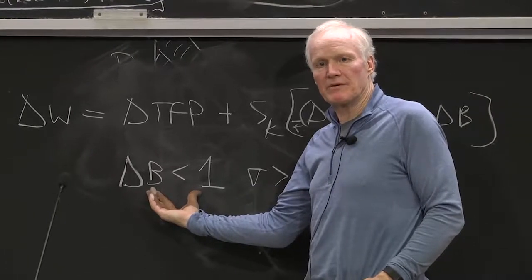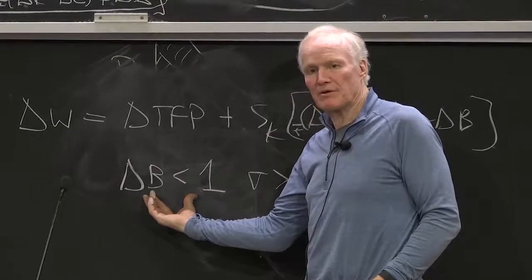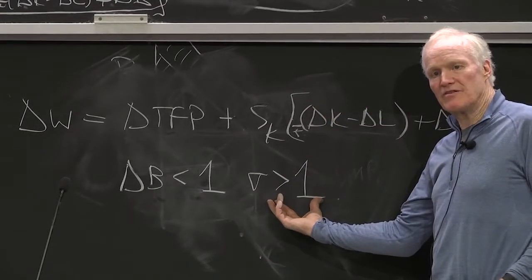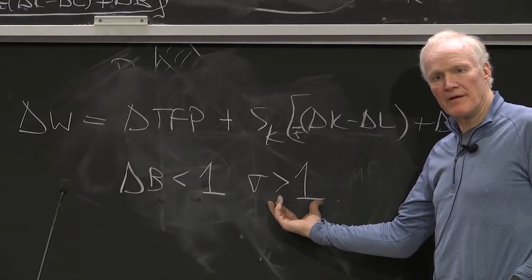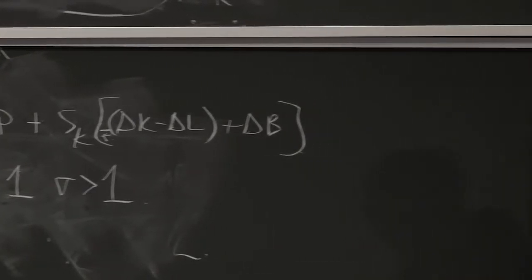Biased in favor of capital. That with new forms of technology coming out are favoring capital over labor, and at the same time, capital substitutes more than one for labor. Okay? So now think about what this equation is going to have to say.